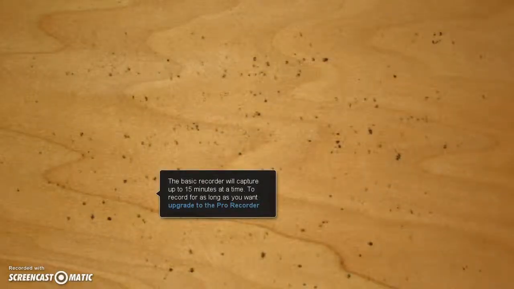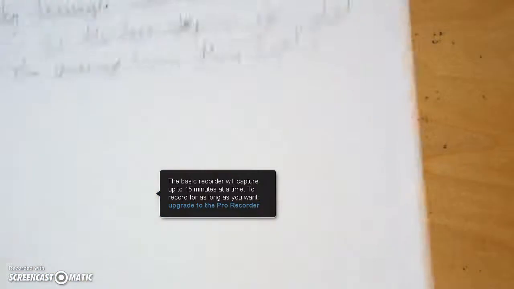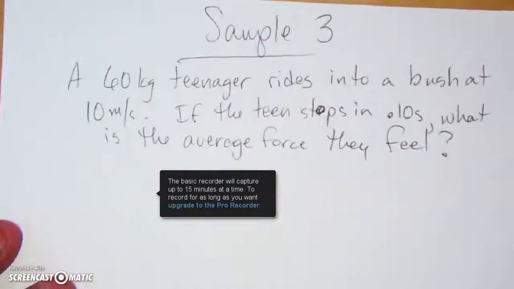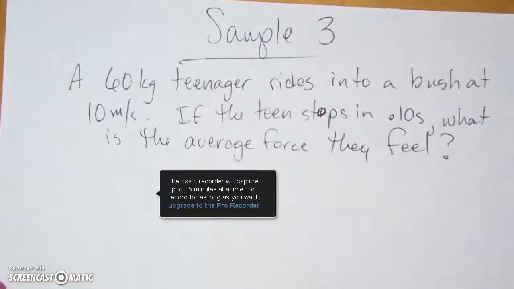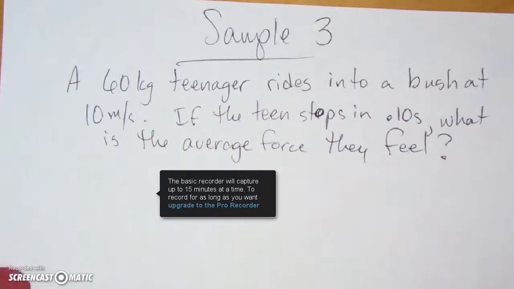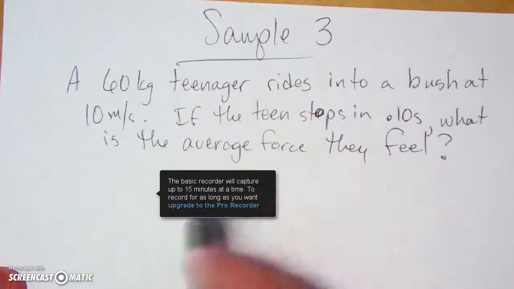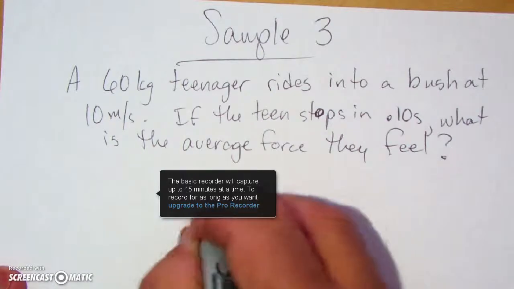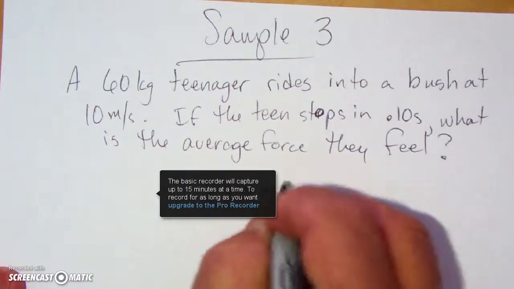Now let's look at what happens when it causes something to stop. This has never happened to most of you, but it happened to me when I was a kid. A 60-kilogram teenager rides into a bush at 10 meters per second. If the teen stops in 0.10 seconds, what is the average force they feel? So I'm going to hit a bush as I'm out riding. Again, I have a force, I have a time. I'm immediately thinking change in momentum. Ft is equal to m delta v.